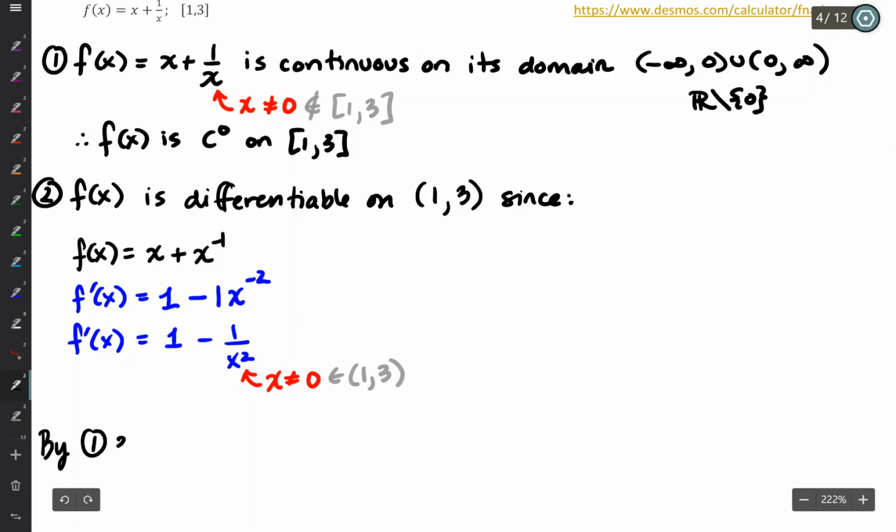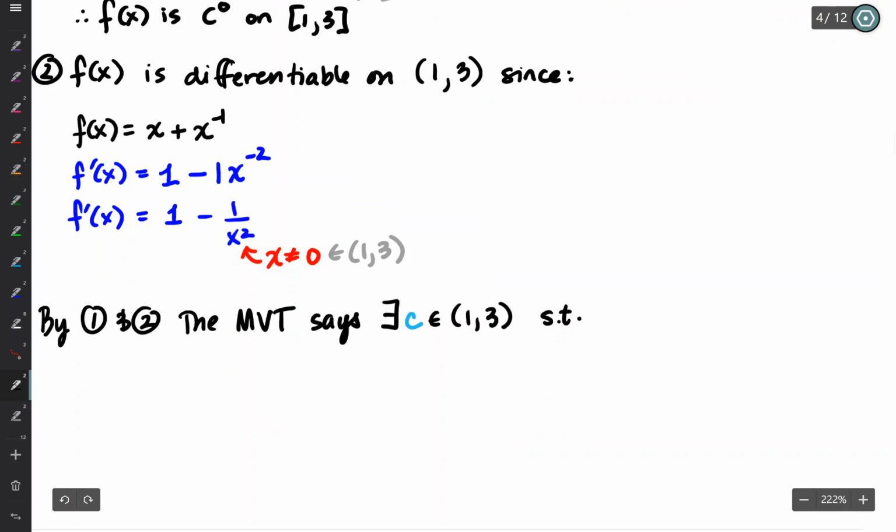So by 1 and 2, the mean value theorem says that there exists, I'm going to do the backwards E for there exists, an x value, x equals c, in that open interval (1, 3), such that what's true? The derivative at that x value is equal to the slope of that secant line.